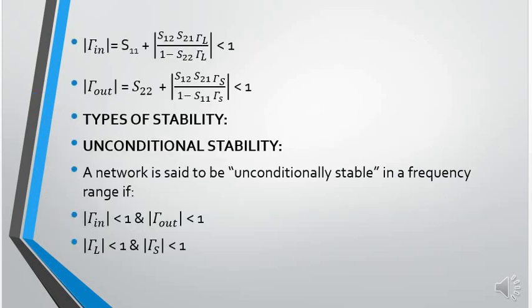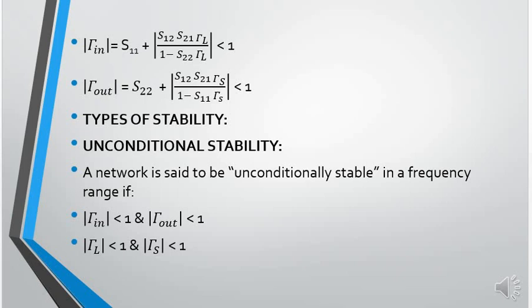So input reflection coefficient gamma in is equal to S11 plus S12 S21 gamma L by 1 minus S22 gamma L, that is less than unity. Output reflection coefficient gamma out is equal to S22 plus S12 S21 gamma S by 1 minus S11 gamma S, that is less than unity.